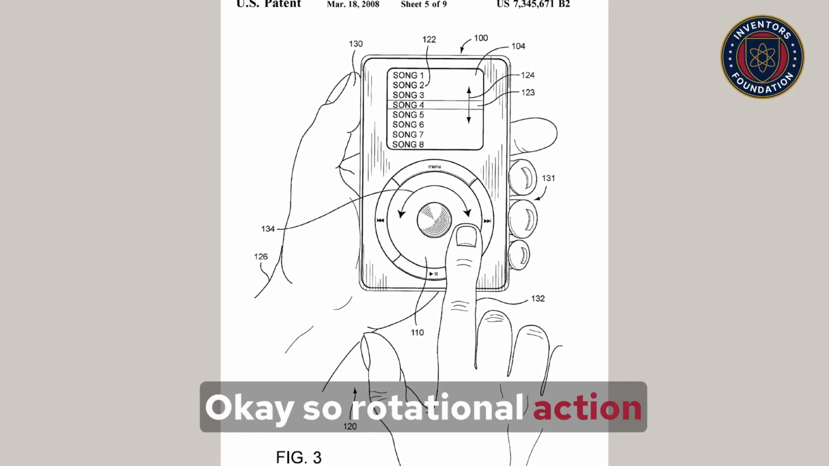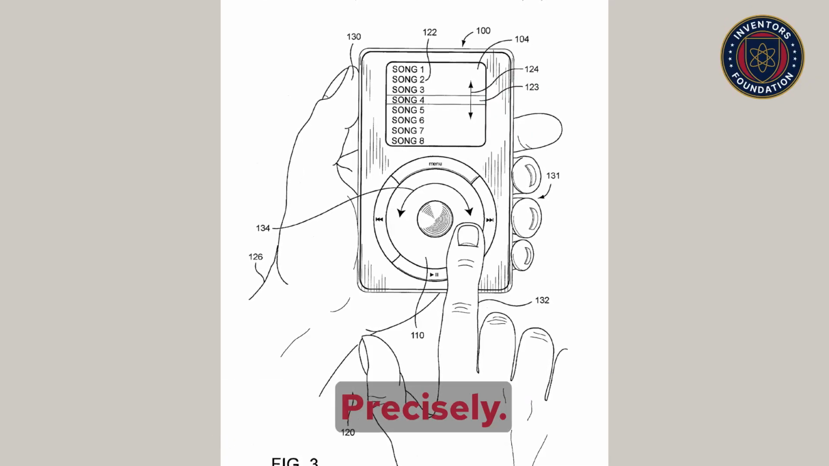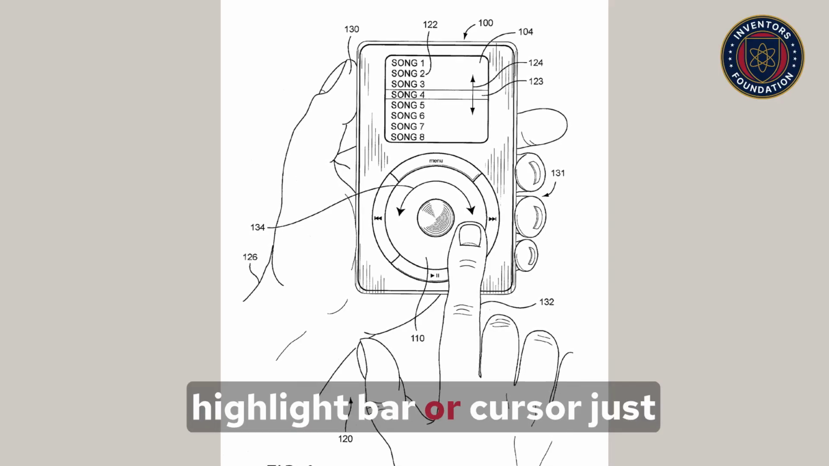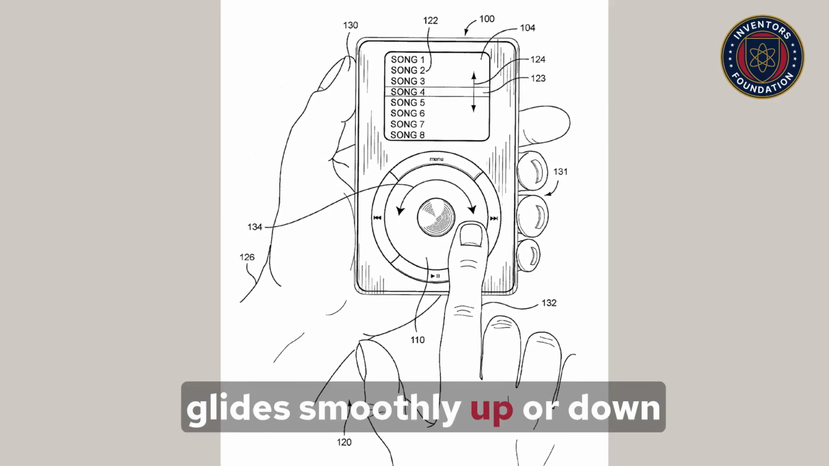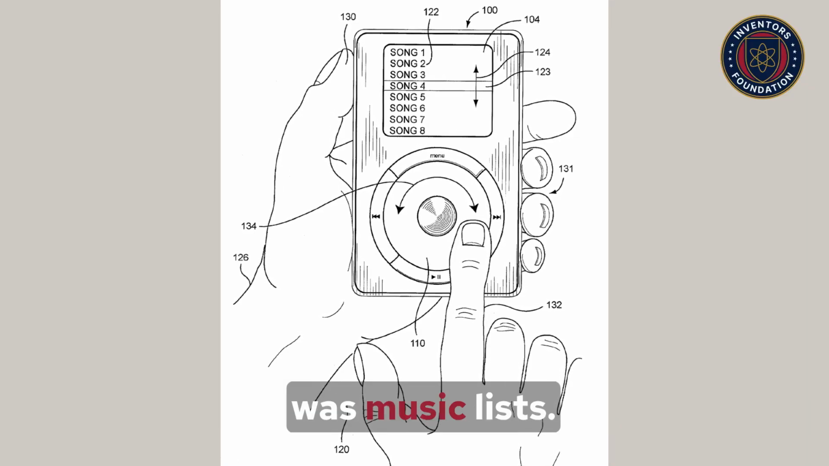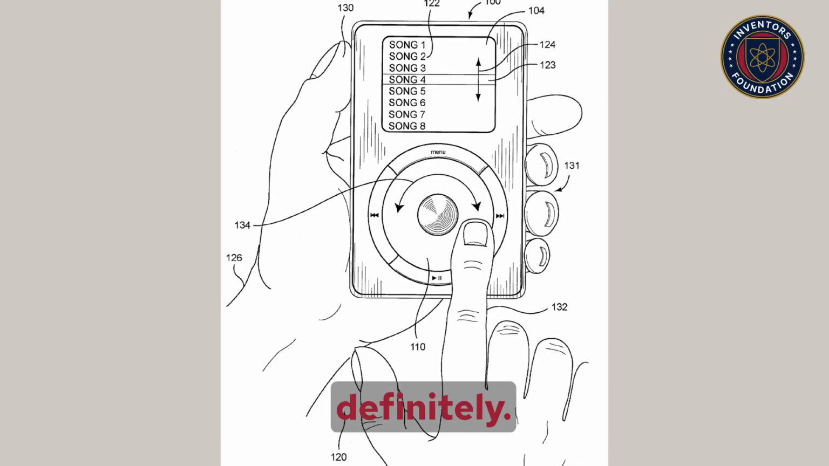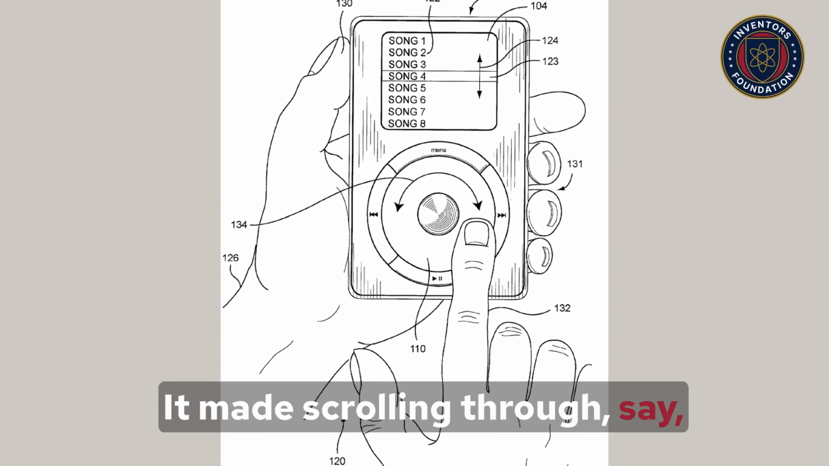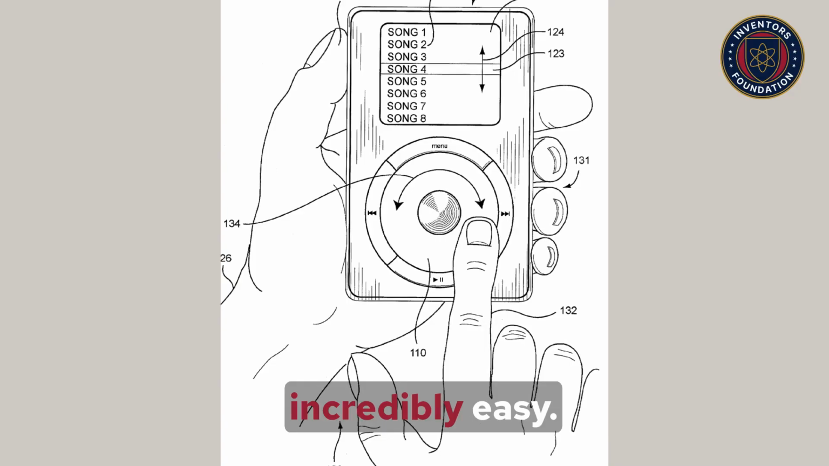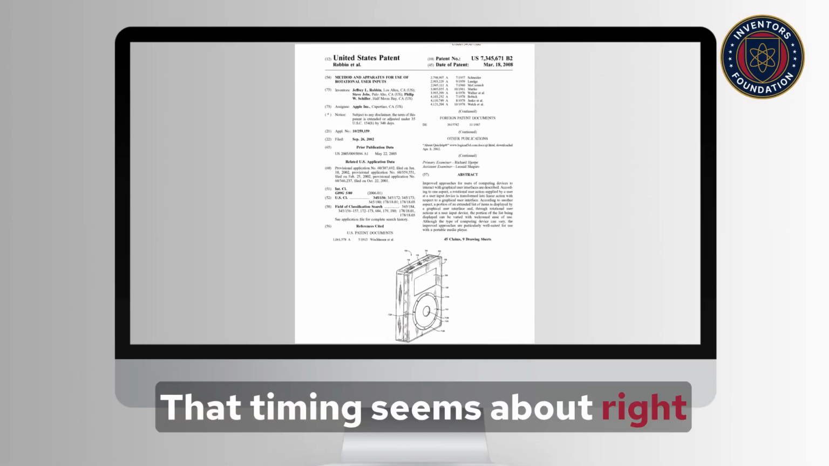Okay. So rotational action becomes linear movement in the graphical user interface. Precisely. You move your finger round and round, and a highlight bar or cursor just glides smoothly up or down a list on the screen. And the main use case was music lists. That was the killer feature on Apple's media player, definitely. It made scrolling through, say, a massive song menu on a portable media player incredibly easy. Effortless, really.